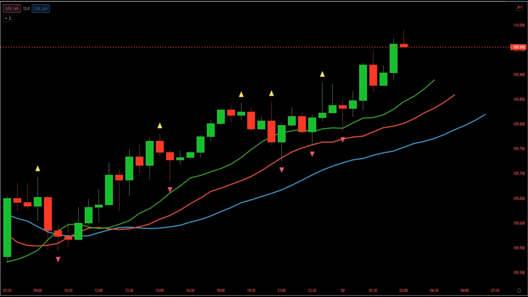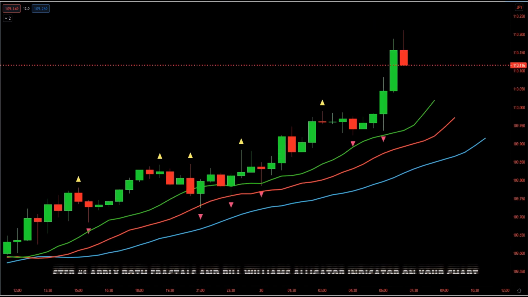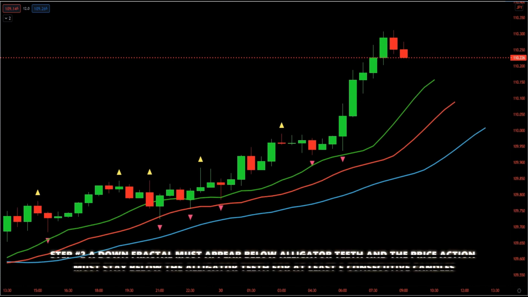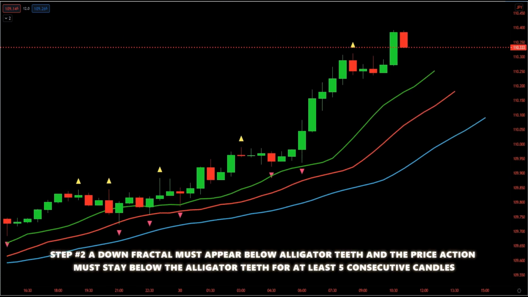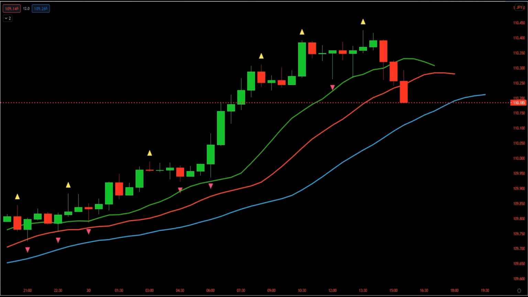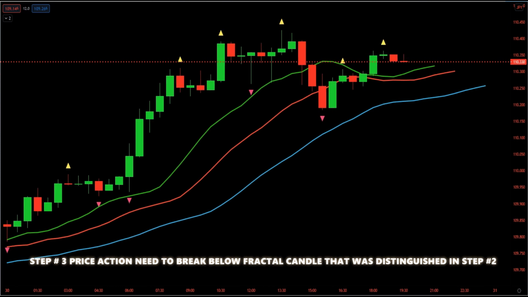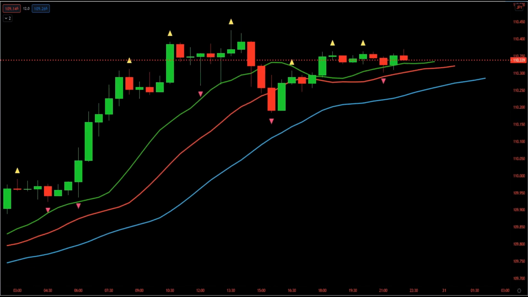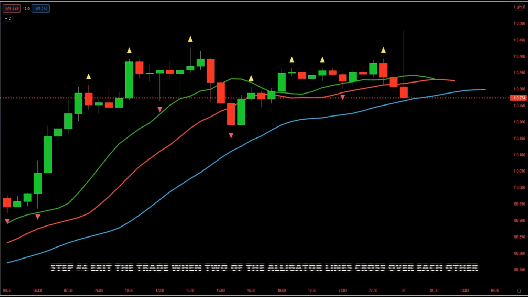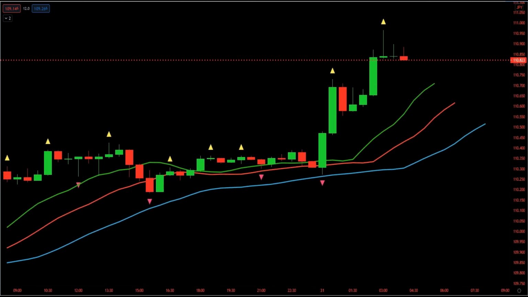Sell trade steps. Step number 1, apply both fractals and the Bill Williams alligator indicator on your chart. Step number 2, a down fractal must appear below the alligator teeth and the price action must stay below the alligator teeth for at least 5 consecutive candles. Step number 3, price action needs to break below the fractal candle that was distinguished in step number 2 and then sell. Step number 4, exit the trade when two of the alligator lines cross over each other.